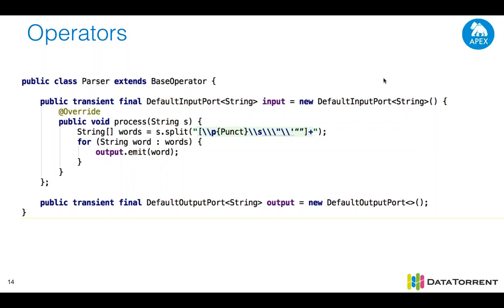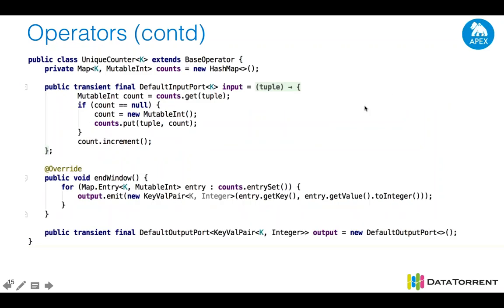In this case, the parser is receiving lines from the line reader, right? So on the input port, it's receiving those strings, and the process method gets called with the string, the data that it received. So it's splitting the string into words based on punctuation and empty spaces, and then it's just emitting all the words to the next stage, right? Very simple. So let's see the next stage, which is essentially doing the counter.